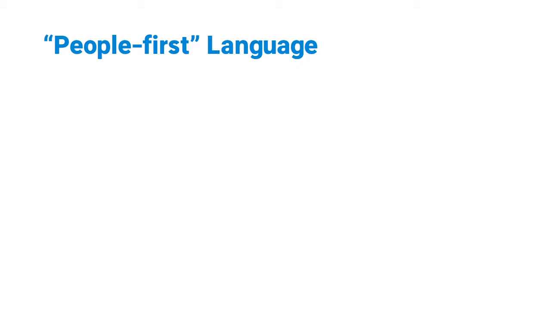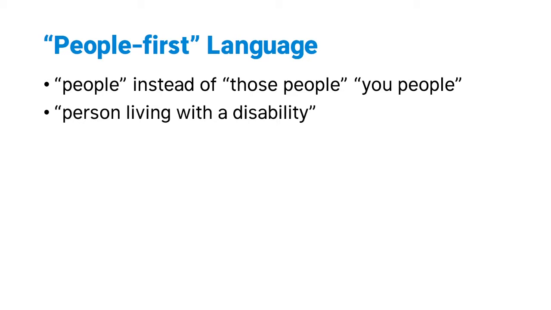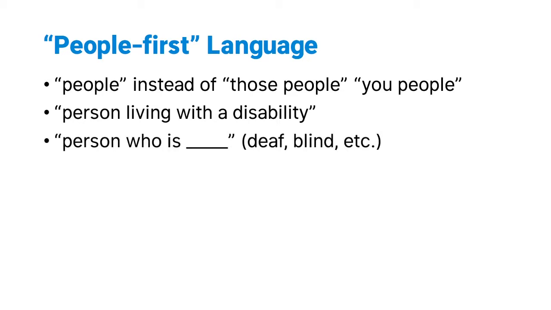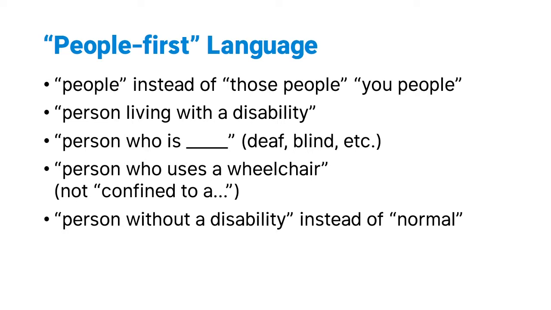Examples of people-first language include: people instead of those people or you people; person living with a disability; person who is blank, deaf, blind, etc.; person who uses a wheelchair, not confined to a wheelchair; person without a disability, instead of normal.